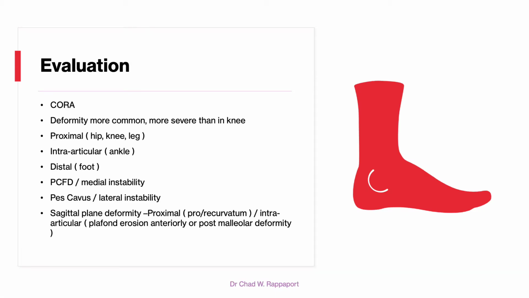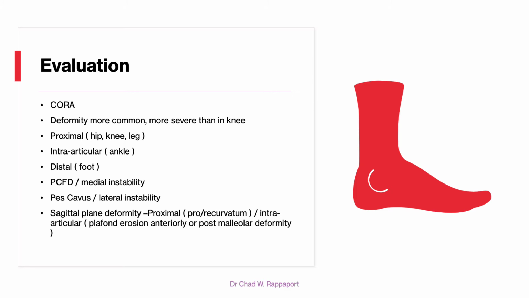So the principles of establishing the CORA are paramount in planning for total ankle arthroplasty, and not to beat this to death, but this is vital because we know that deformity in total ankle arthroplasty is much more common and much more severe than it is in the knee, and this of course is due to the etiology, which in the ankle is much more likely to be post-traumatic than in the knee, where it's more prototypically primary osteoarthritis. And once again, the deformity can be proximal to the ankle in the hip, knee, or in the distal tibia, as a result of a distal tibial fracture, for example.